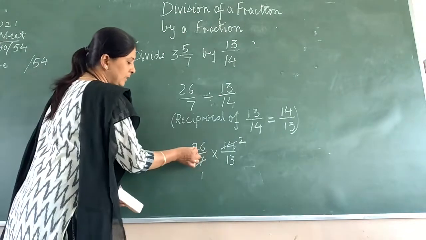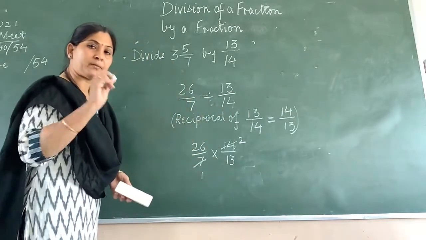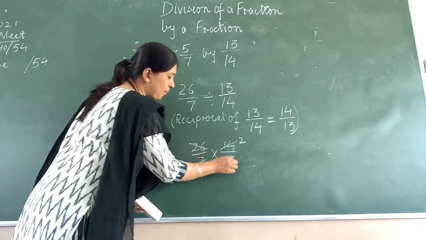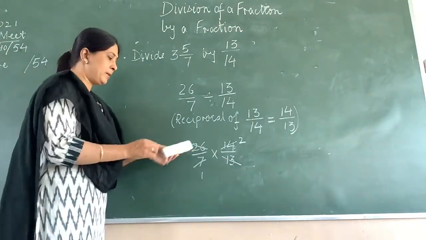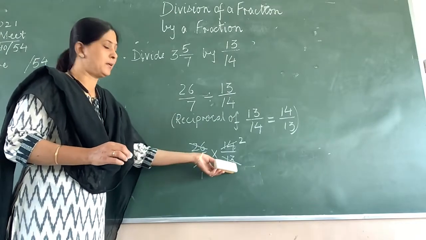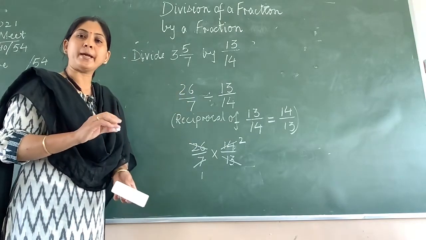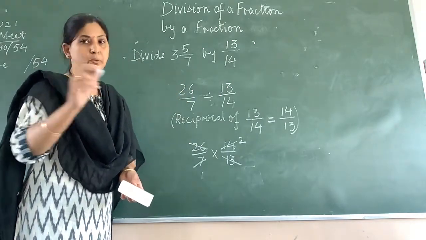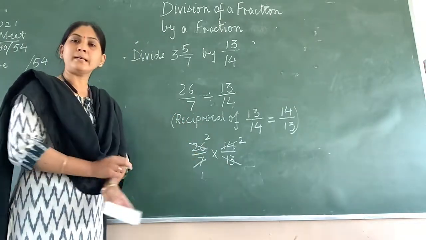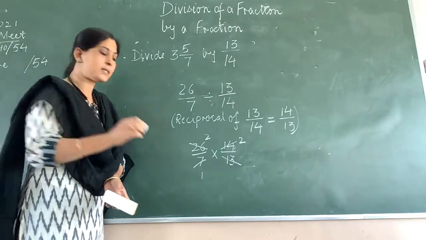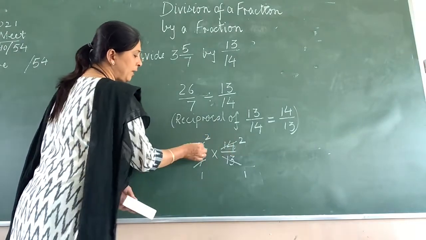Now see. 26, which is the numerator of the first fraction, and 13, which is the denominator of the second fraction, also have a common factor. Both of them can be reduced by 13. 26 is divisible by 13 and 13 is divisible by 13. 26 divided by 13, how much do you get? 13 times 2 is 26. So 26 divided by 13 gives 2. 13 divided by 13, 13 times 1 is 13. So we get 1.